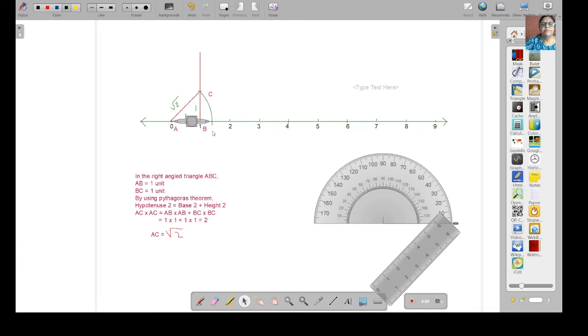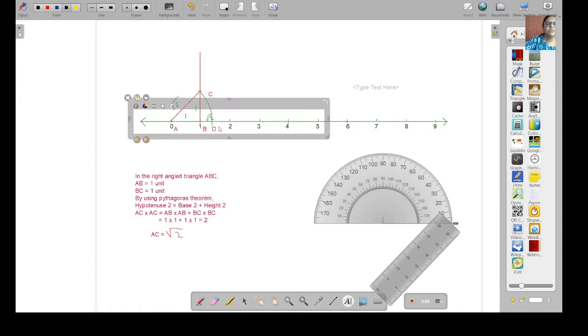Name that point as D. So AD is equal to root 2 units. Now mark that point as D. So now AD is equal to root 2. Now how to draw root 3 on the number line?